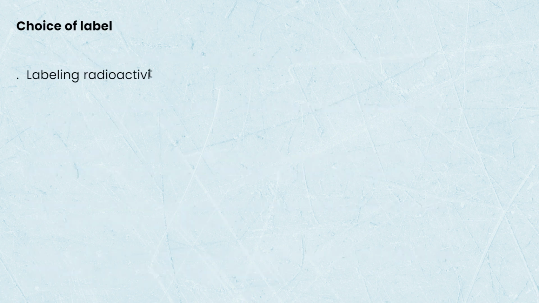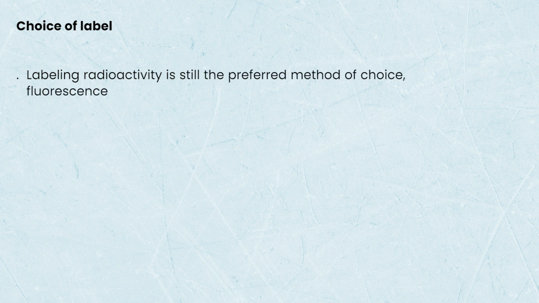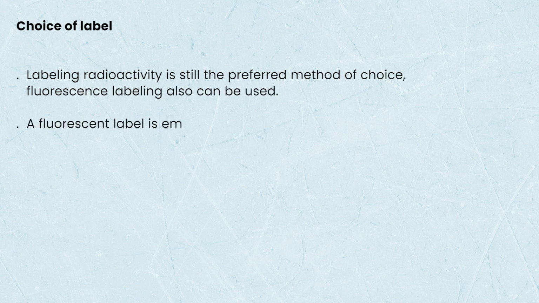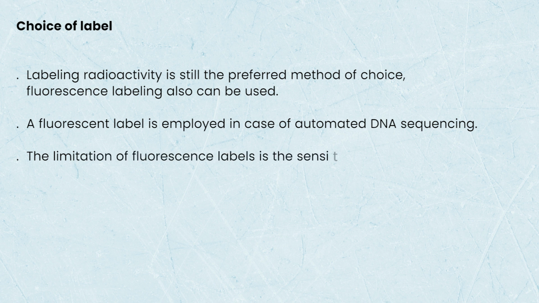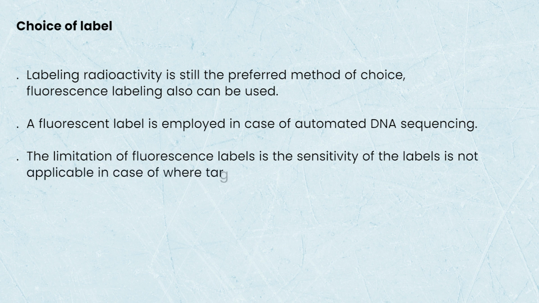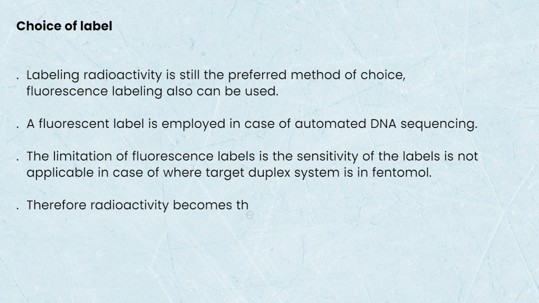Labeling radioactively is still the preferred method of choice. Fluorescence labeling can also be used. A fluorescent label is employed in the case of automated DNA sequencing. The limitation of fluorescence labels is that the sensitivity of the label is not adequate where a large duplex system is in question. Therefore, radioactivity becomes the most used method of labeling.